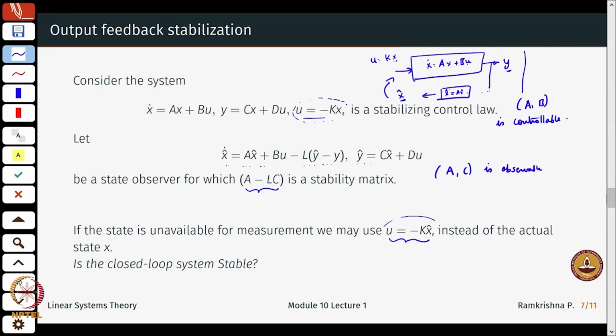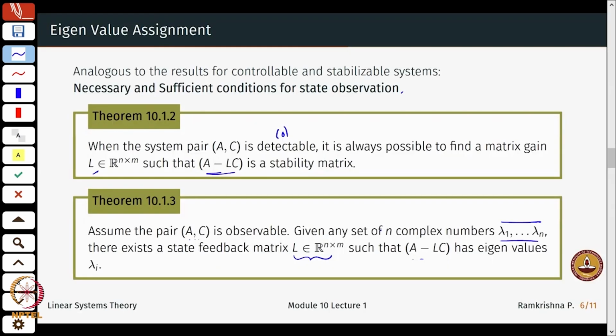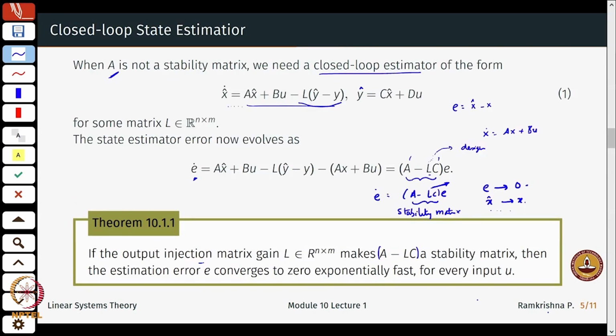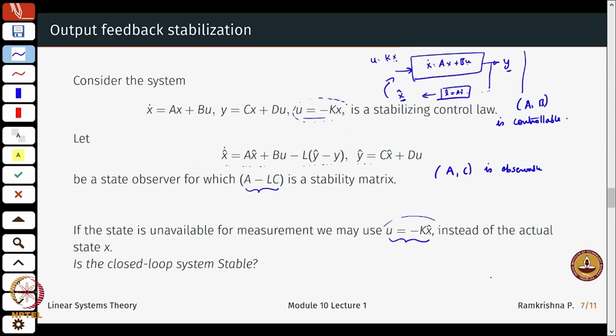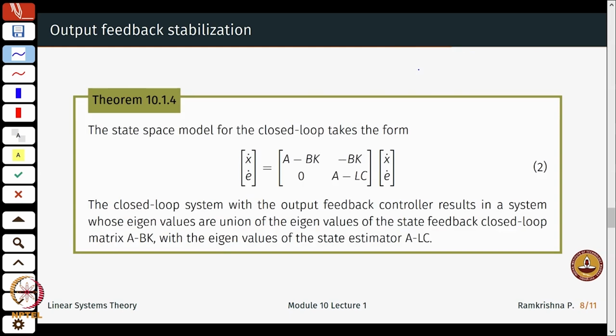Okay, and now what do I know from previous slides is that as long as A minus LC is a stability matrix, x hat converges to x. Now, while I do these things, there is some loop that is happening, and is the closed loop system stable, right. So, let us quickly verify that.